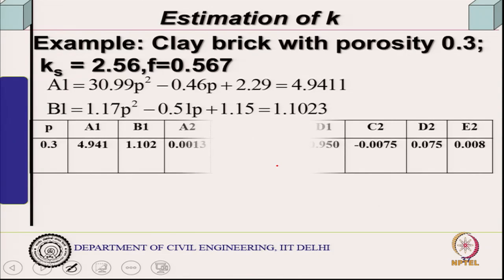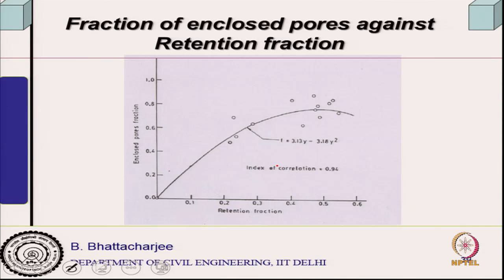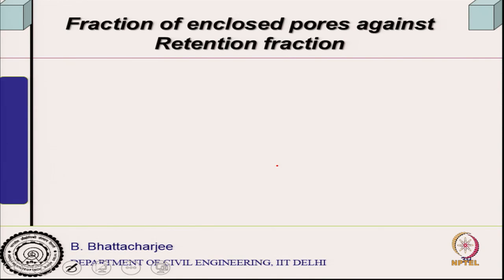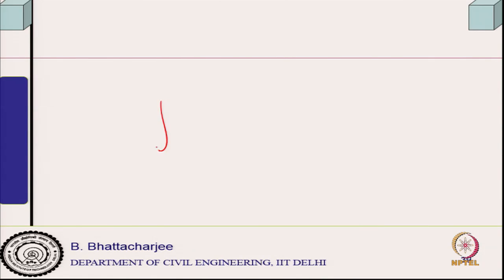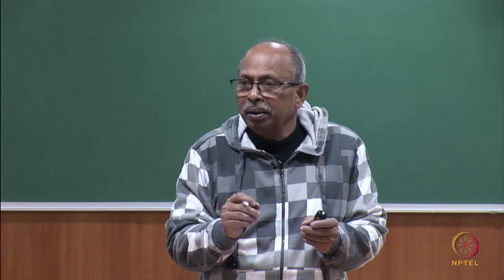Let me see if I have it. I will come to this example later on. Now, this enclosed pores fraction you can also determine from mercury intrusion porosimetry. So, F is determinable, P can be determined, porosity can be determined, Ks you cannot determine, but F can also be experimentally determined by mercury intrusion porosimetry, where you inject mercury into the specimen under pressure.